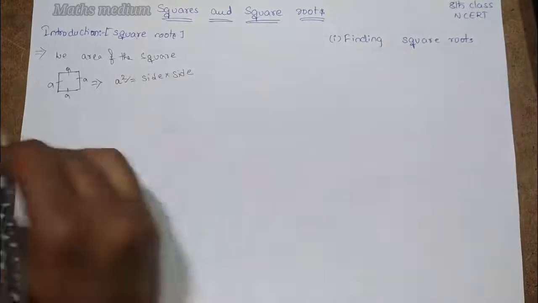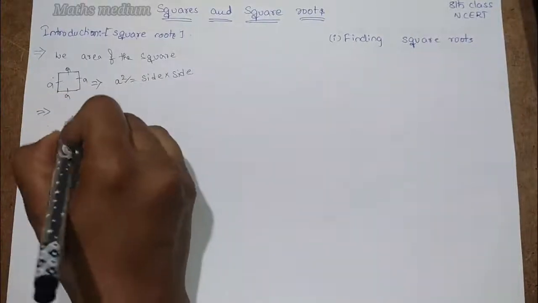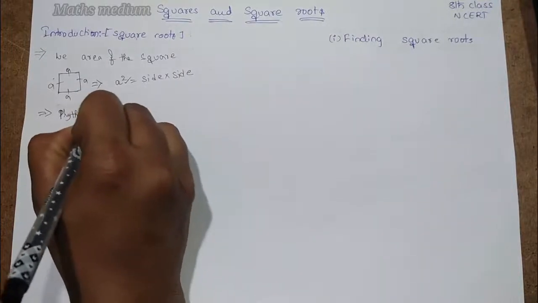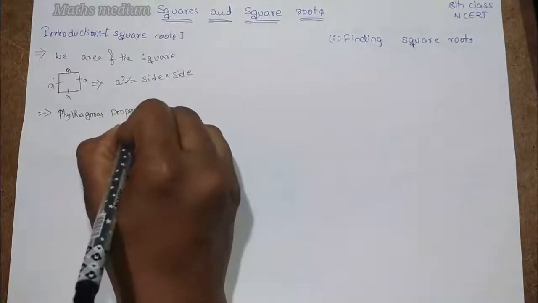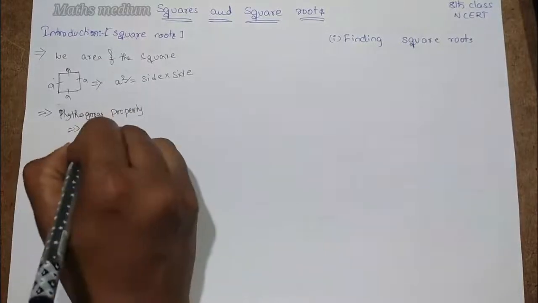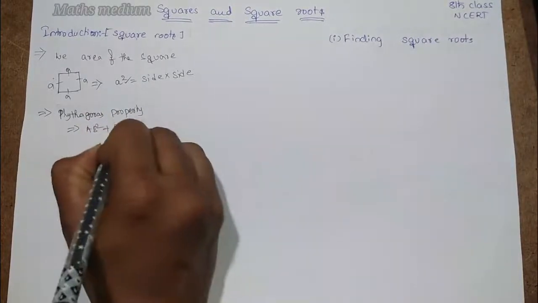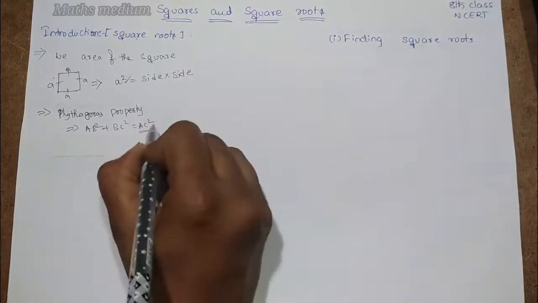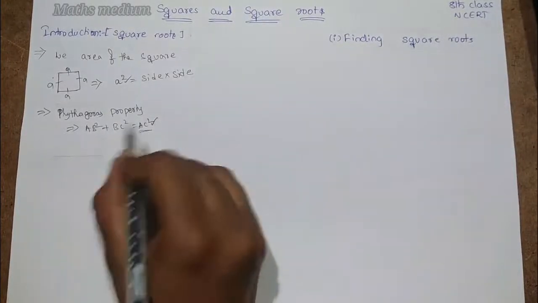Here we have a square. If we take the Pythagoras property, we are familiar with the Pythagoras property. We know that AB square plus BC square is equal to AC square. Here we have to find it in terms of square also.